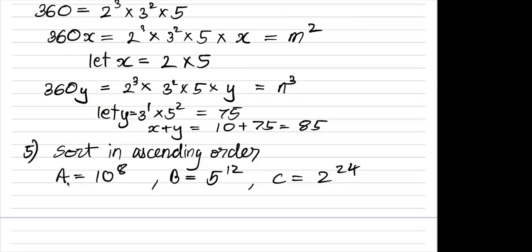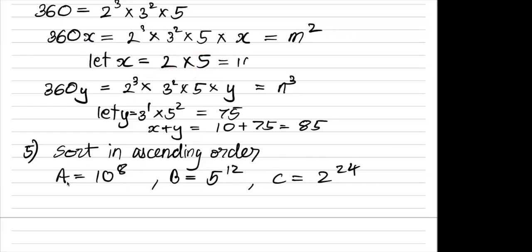The exponent of 5 is 1, which is odd. So we need to add one more factor of 5 to make the exponent even. Thus, for x, we need to multiply 2 to the power 1 into 5 to the power 1, which is 10.